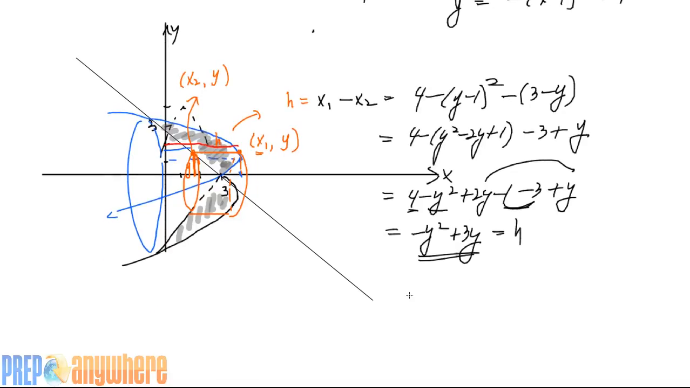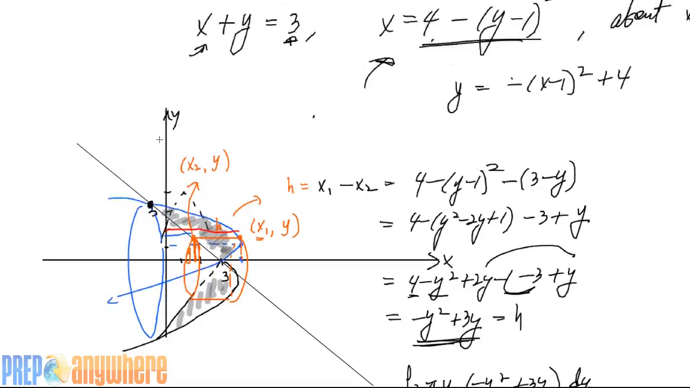Okay, now we're ready to integrate. It's 2 pi, the radius is just simply y, and the height is this right here: minus y squared plus 3y, dy. Okay, we're integrating from 0 to where they intersect.